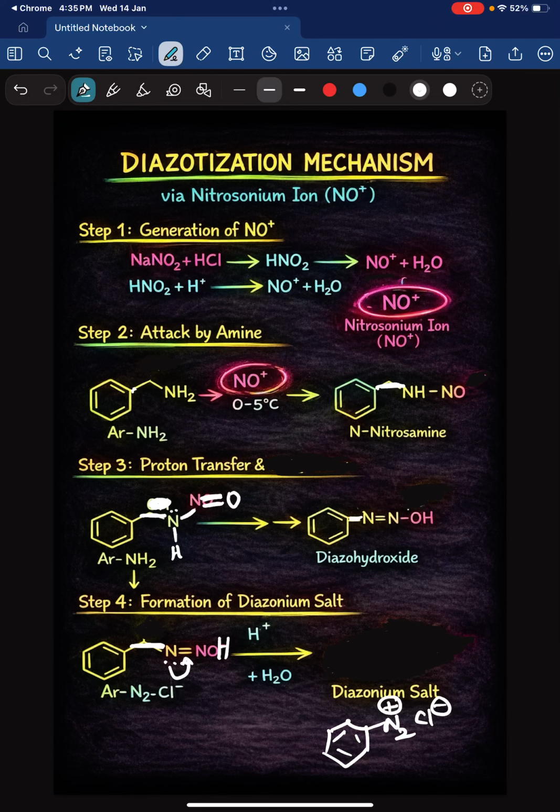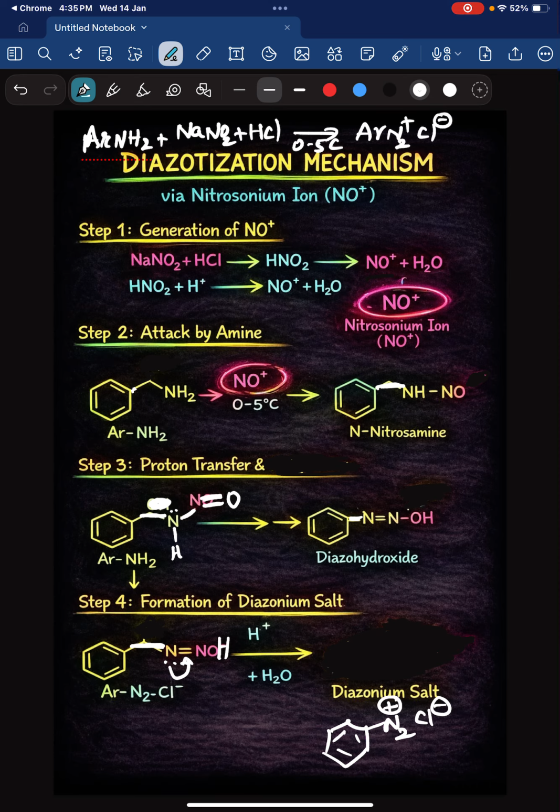The remaining part of amines we are continuing. The first reaction is diazotization, formation from aryl amines in presence of NaNO2 plus HCl at 0 to 5 degrees Celsius, we get benzene diazonium chloride.